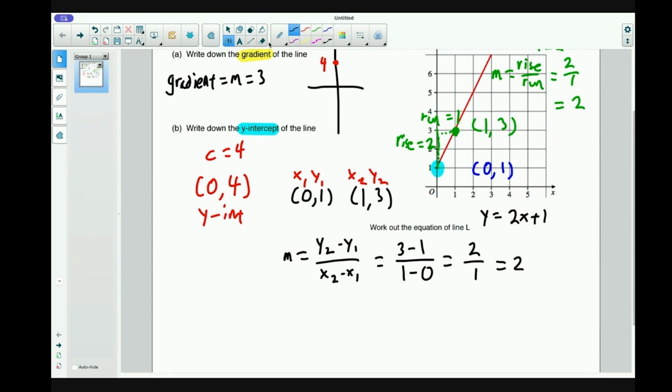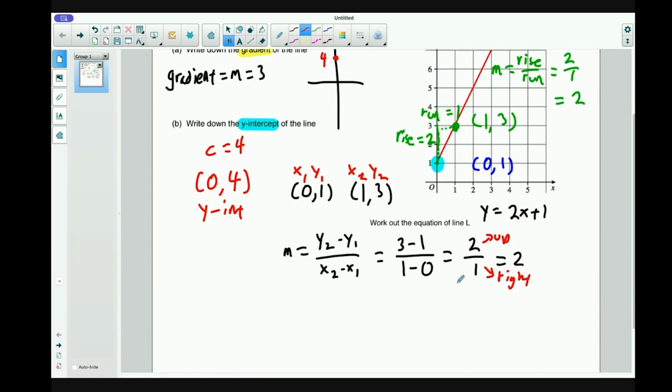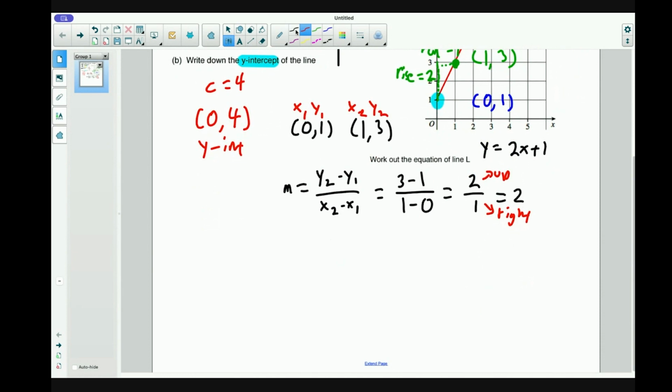Okay. So if we see our gradient as a fraction, 2 over 1, just note that this means 2 up and 1 to the right. That's how we would interpret this. If I were to extend this example, if I said that our slope for a different line was negative 4 over 7, what this means is that we're going to go 4 down and then 7 to the right.